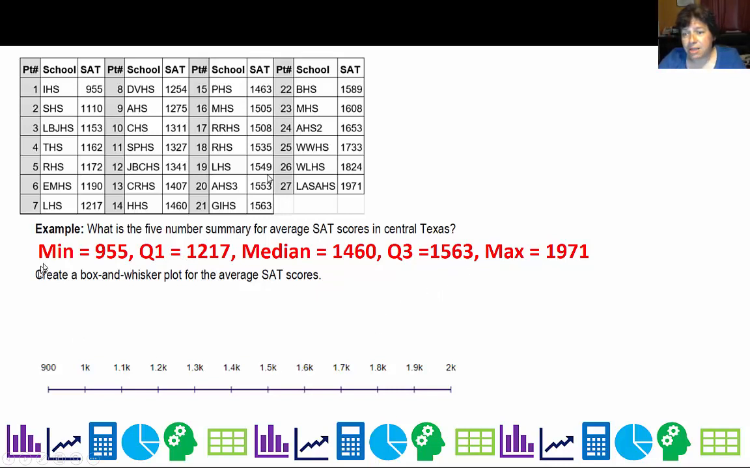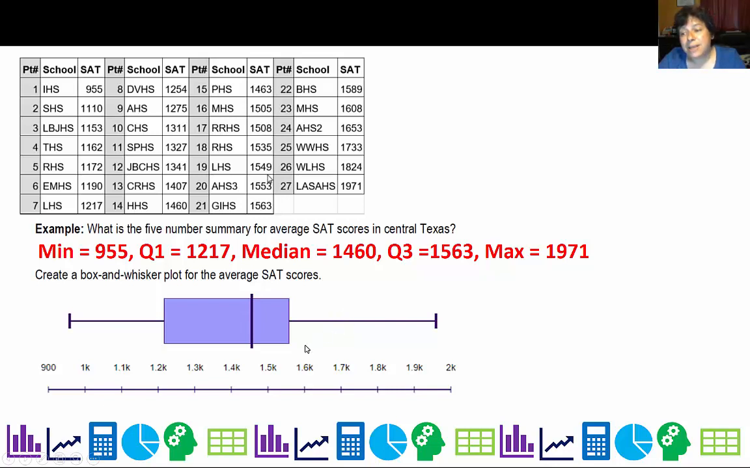So when I draw it, the lowest part is 955. It's going to stretch all the way to 1971. And the box is going to go from 1217 to 1563, with a line going through it about here at 1460. And there you go. That's the box plot for the SAT data.